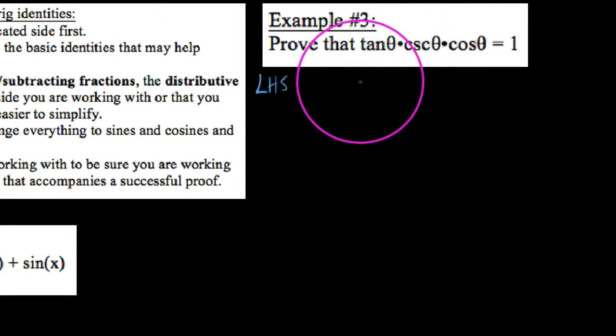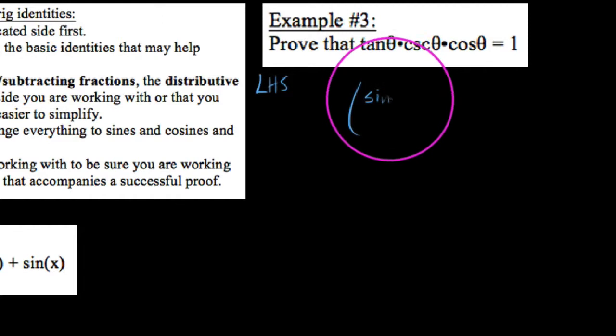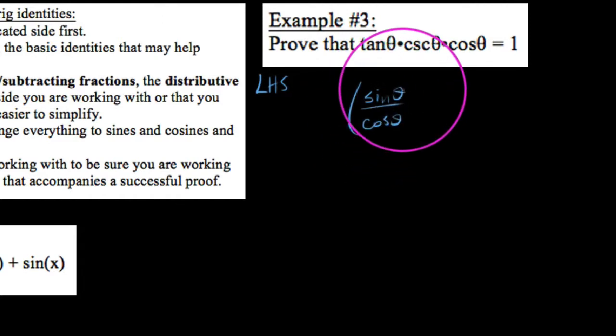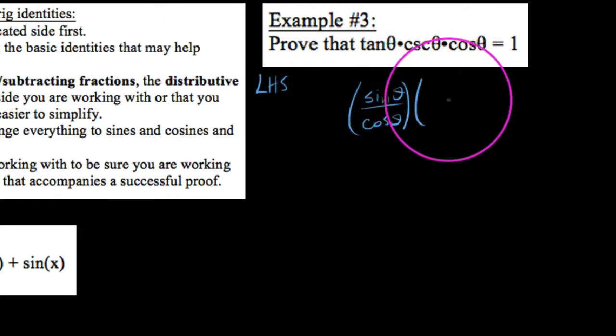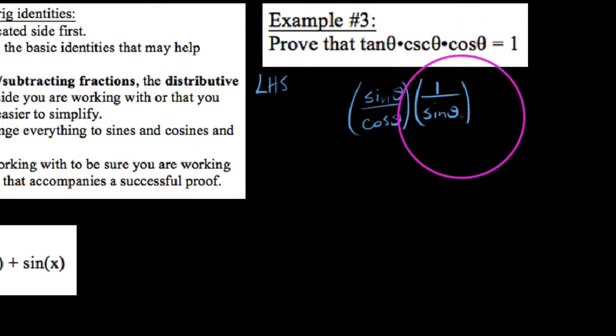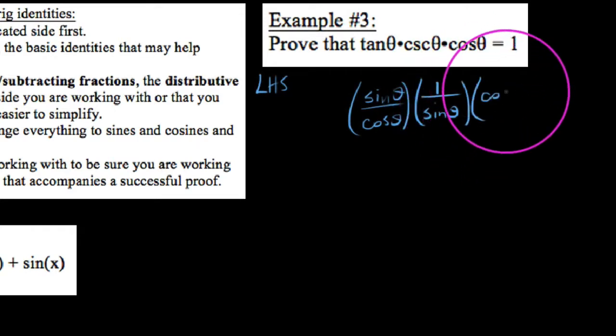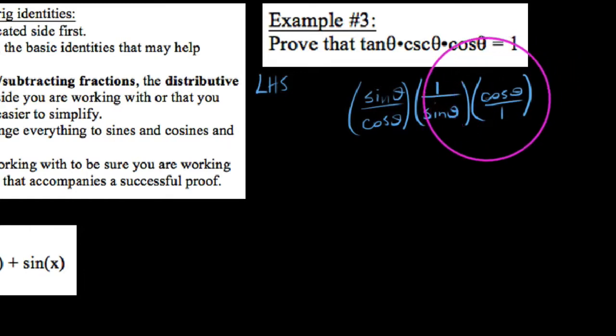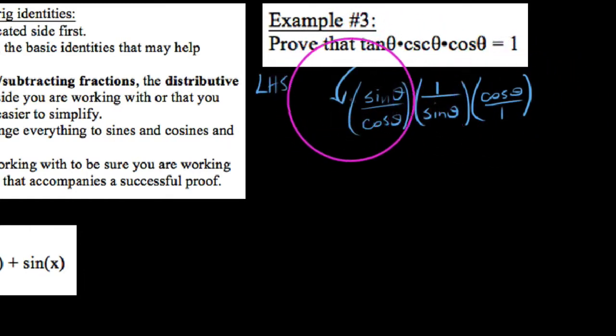So tangent of theta is the same thing as sine of theta over cosine of theta, as opposed to writing tangent. Also, cosecant is the same thing as 1 over the sine of the angle, and this is all times cosine of theta. I'm going to put a 1 underneath just to see this a little more easily. So this is all just the left-hand side being rewritten this way.